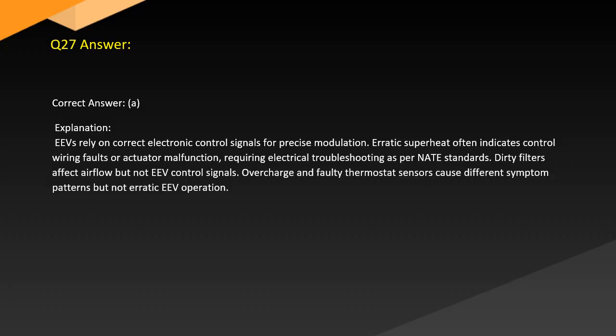Answer. Correct answer: A. Explanation. EEVs rely on correct electronic control signals for precise modulation. Erratic superheat often indicates control wiring faults or actuator malfunction, requiring electrical troubleshooting as per NATE standards. Dirty filters affect airflow but not EEV control signals. Overcharge and faulty thermostat sensors cause different symptom patterns but not erratic EEV operation.